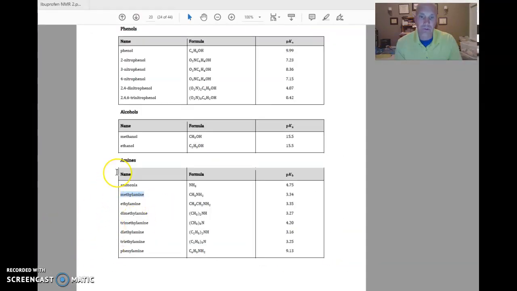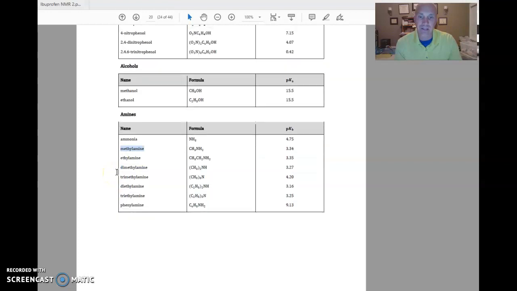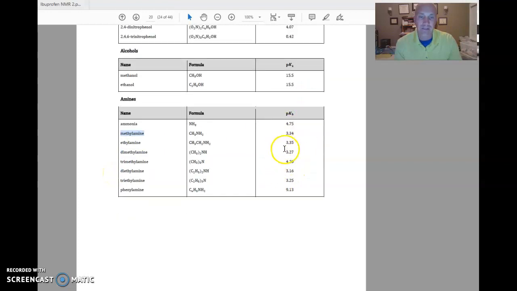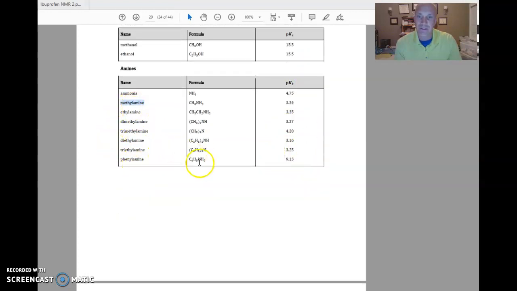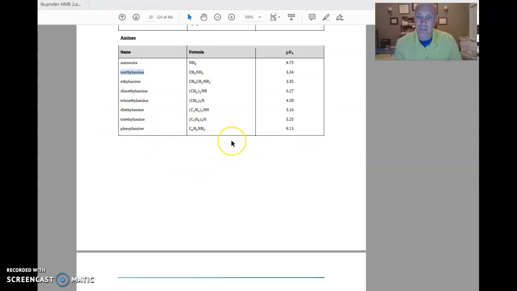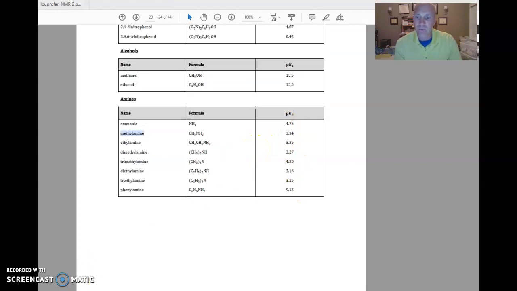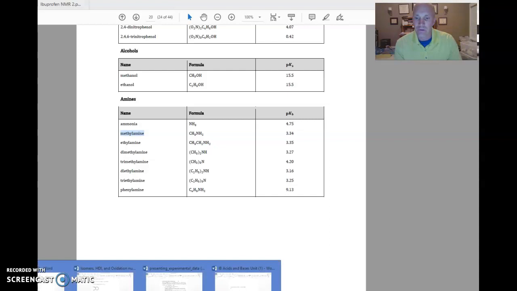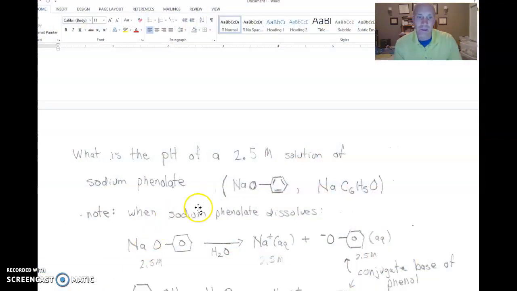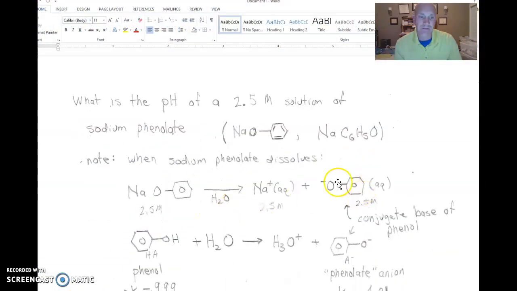Well, the problem is when you look through the data booklet, I can't find any phenolate anywhere in any of these pKb tables. So we don't have a pKb for that. So how can we solve this? What we're going to do, we need to recognize something about phenolate.